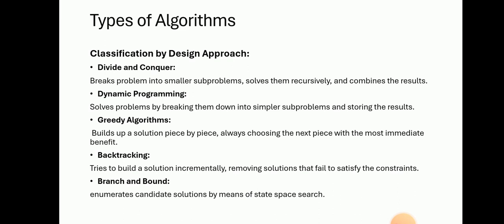Types of algorithm based on the design approach. Divide and conquer. It breaks the problem into smaller subproblems, solves them recursively, and combines the result. Dynamic programming. It solves problems by breaking down into simpler subproblems and storing the result. Greedy algorithm. Build up a solution piece by piece, always choosing the next piece with the most immediate benefit. Backtracking tries to build a solution incrementally, removing solutions that fail to satisfy the constraints. Branch and bound, it enumerates candidate solutions by means of state space search.